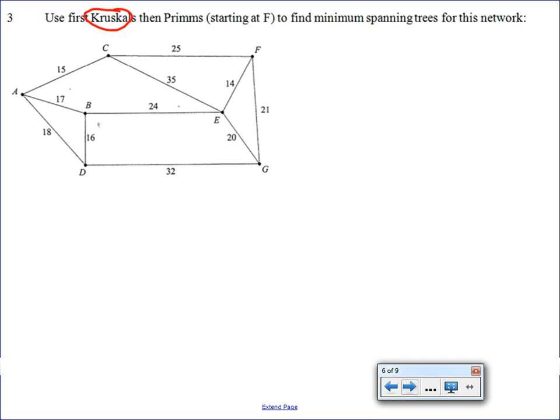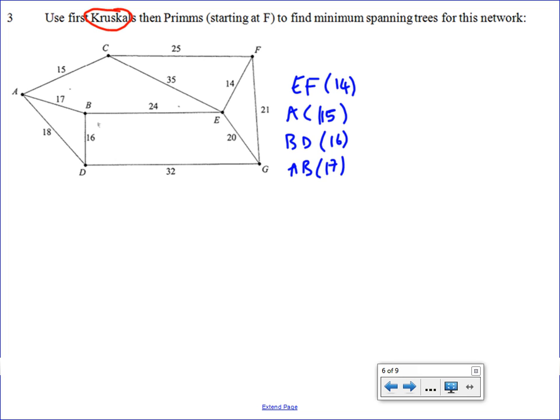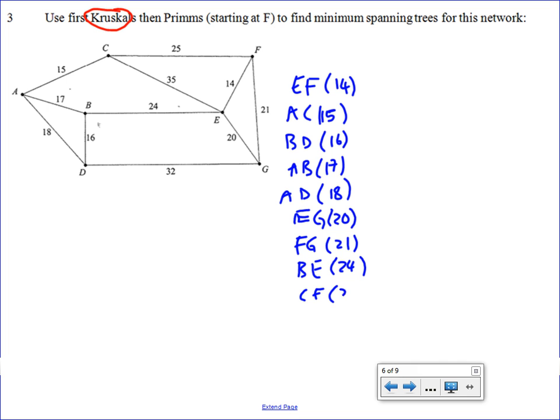Okay, Kruskal. So the first thing we need to do is put them in order. I've already done that, so I'll just copy that down so you can check yours. AC 15, BD 16, AB 17, AD 18, EG 20, FG 21, BE 24, CF 25, DG 32, and CE 35.